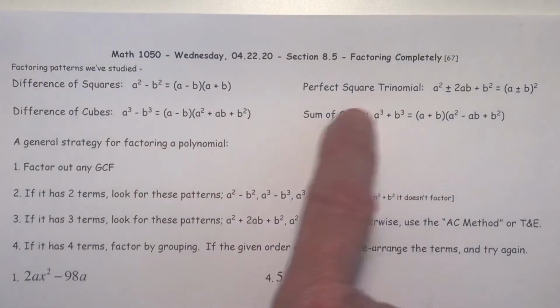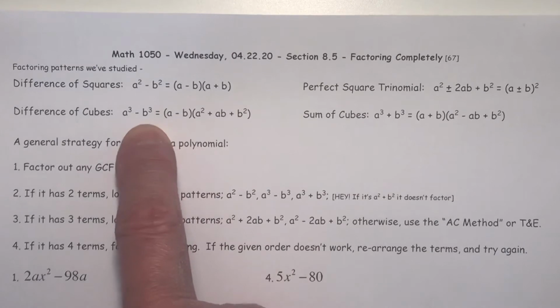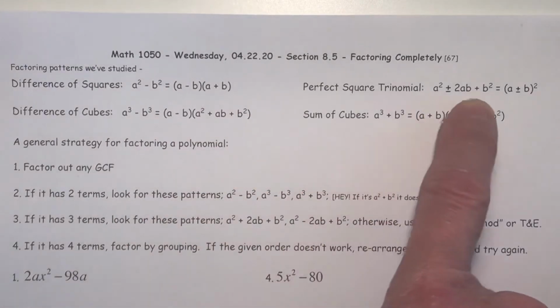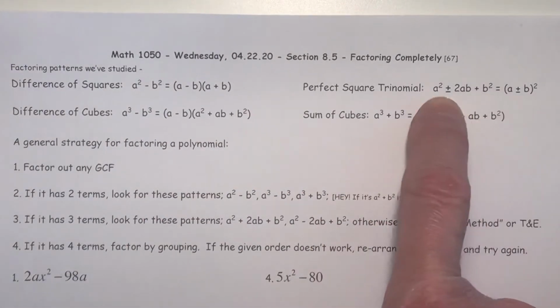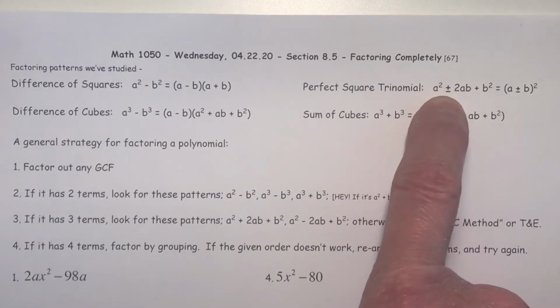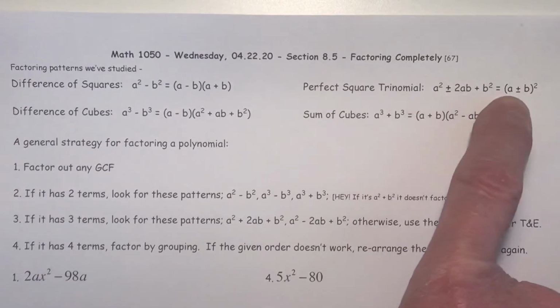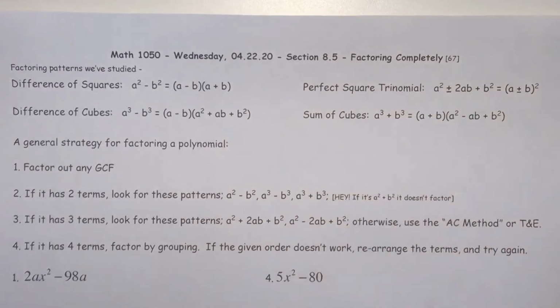Here's a list of the recipes we've learned so far: the difference of squares, difference of cubes, sum of cubes, and the perfect square trinomial. And this plus minus here means it could say plus or minus there. If it says plus there, you use plus in there. And if it says minus there, use minus there.